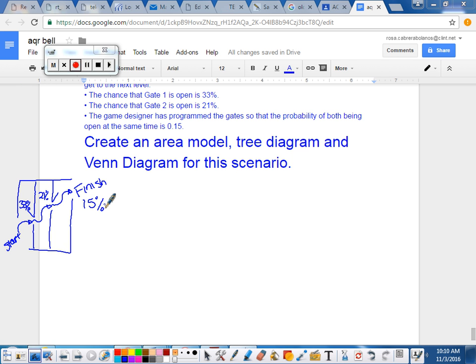Some of you guys are still putting 0.15. Remember, 0.15 is 15%. Okay? So this is a visual. This is the game that she is playing. Put the phones away, children.